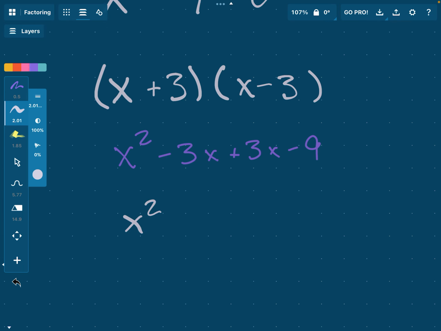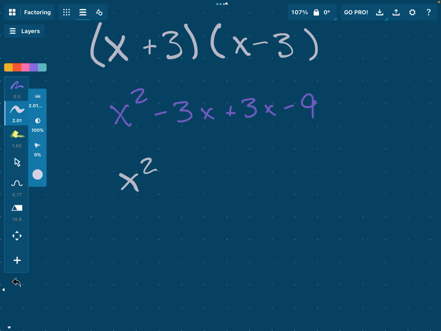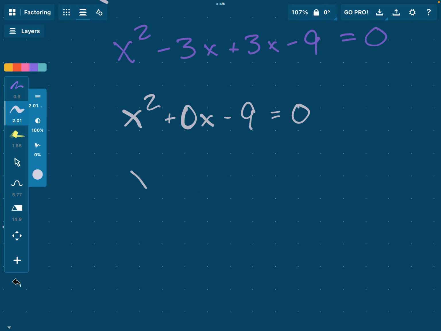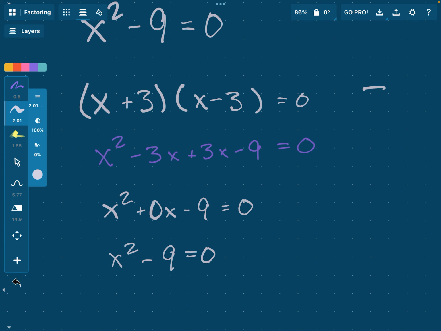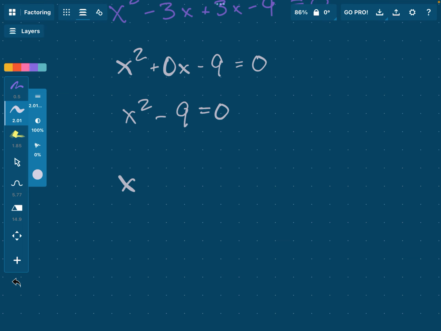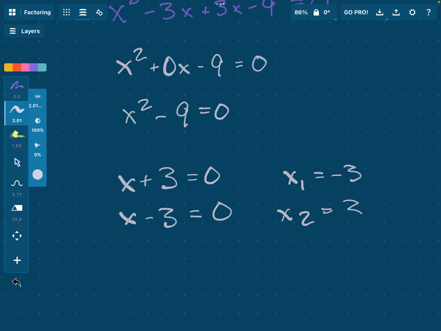This might be, I think they call it, a perfect square. So then this is 0x minus 9, which is still equal to 0. All of these are still equal to 0. So we're left with x squared minus 9 equals 0. And now we can do the zero product rule. We can take x plus 3 is equal to 0, and x minus 3 is equal to 0. So x1 is equal to negative 3, and x2 is going to be equal to 3. So that's the first way that we can go ahead and solve this problem.